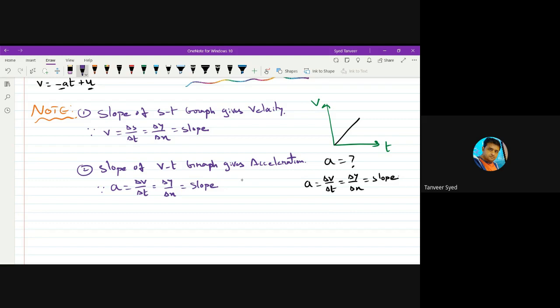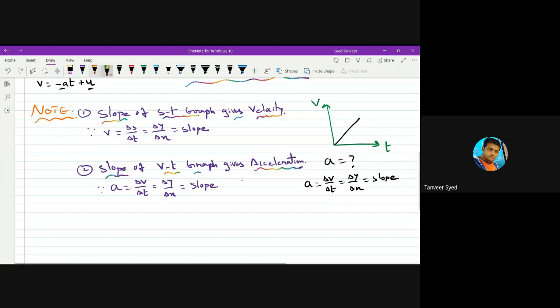Okay. Slope of ST graph gives velocity. Slope of VT graph gives acceleration. These are not new things. We are not getting any new formula here, any new rule. The same formulas which we already know for velocity and acceleration, we are applying to graphs. That's all.